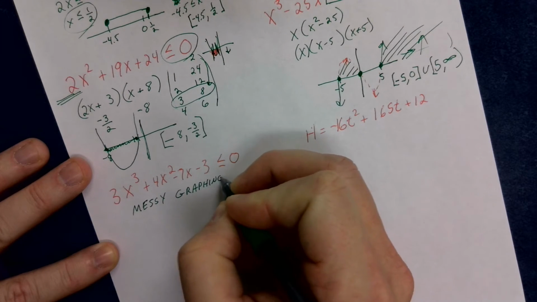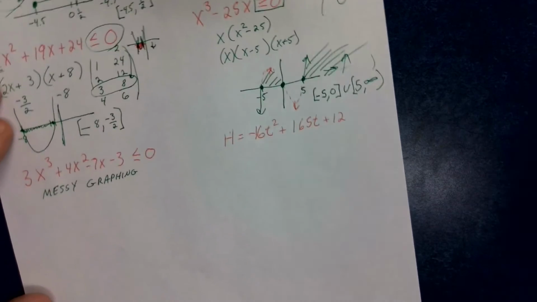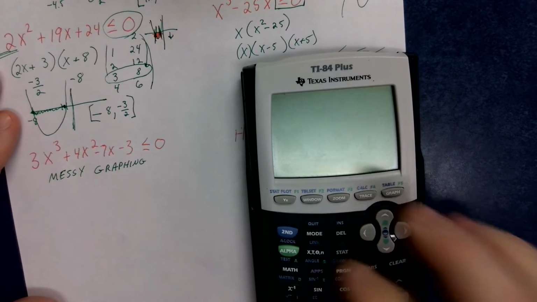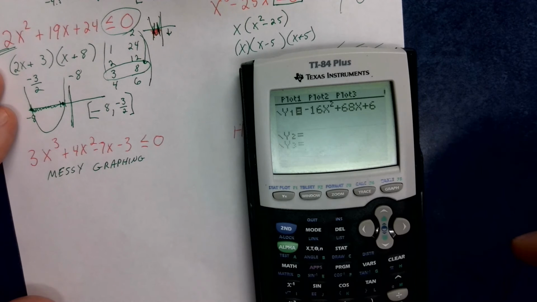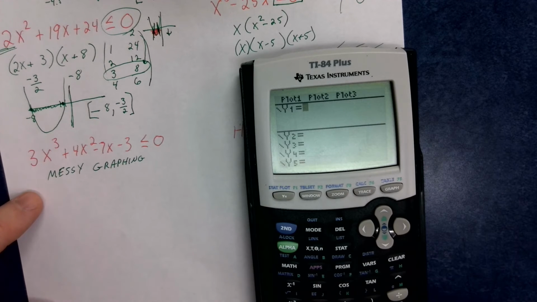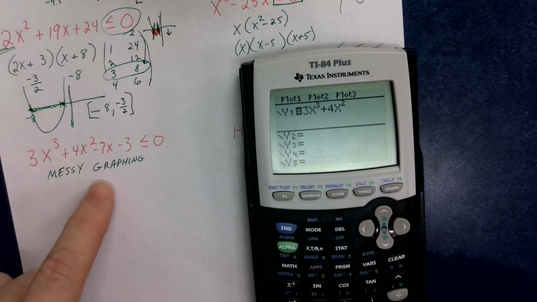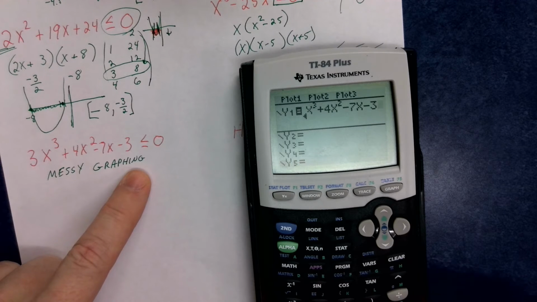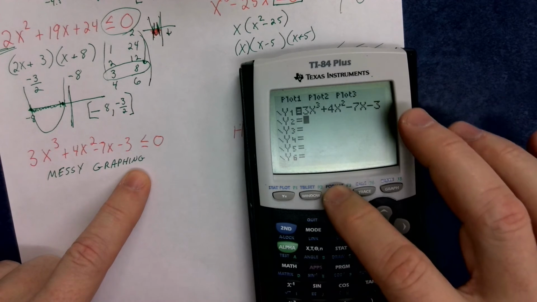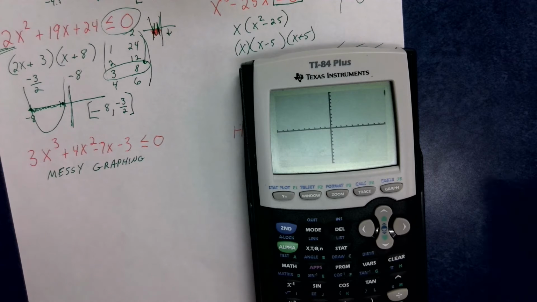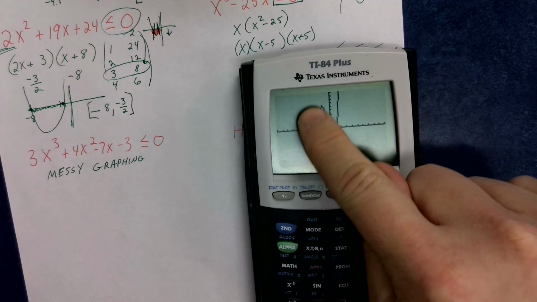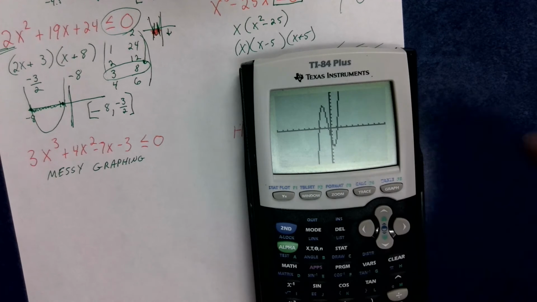Okay, so I'm going to pull that up right in this space next to it, and hopefully you can see that okay. So I'm going to turn it on, go to Y equals, clear that out, and enter 3x raised to the third power plus 4x squared minus 7x minus 3. All of that goes into the calculator. I'm going to go ahead and ZoomStandard it to see kind of what this looks like right now. And you can see it goes up, back down again, and back up again.